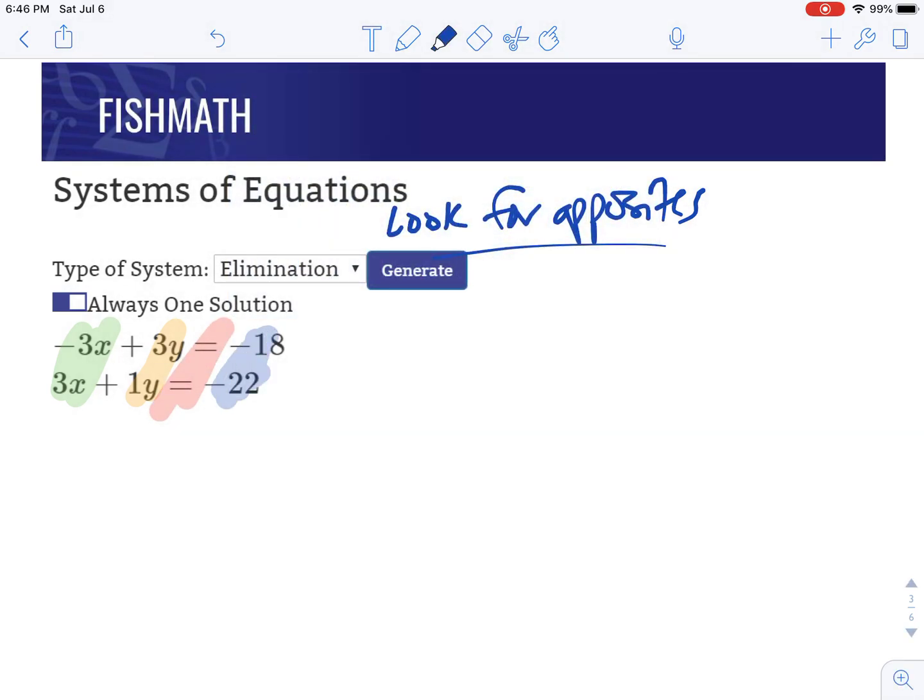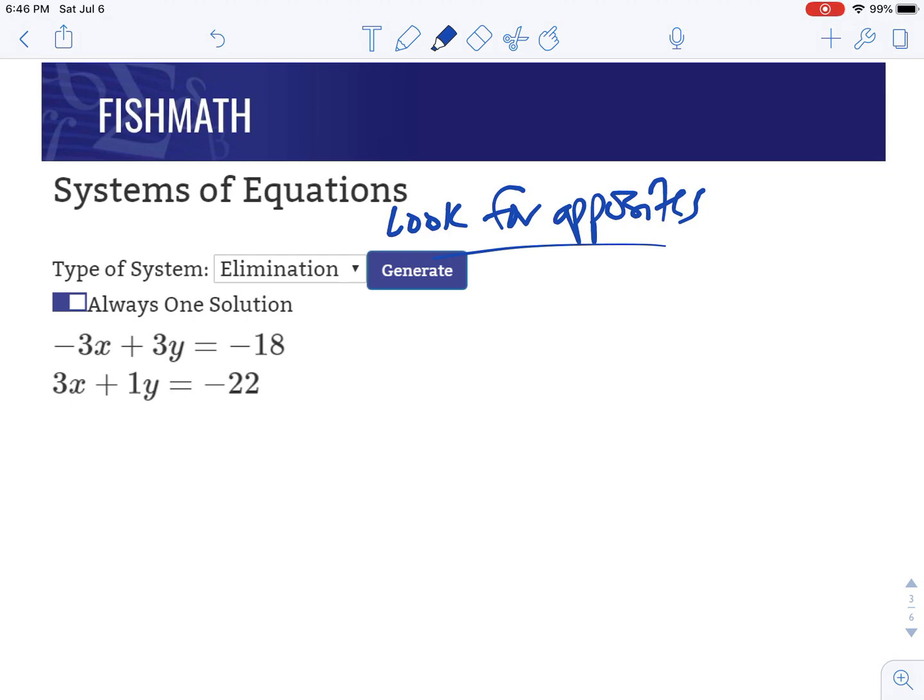And we kind of do. They're a little bit off, but they're all above each other in order. If anything was mixed around, you'd have to reorder it first to make it easier to work with. We're all lined up, so we're good to go. Now I want to look for opposites. Do we see opposite symbols, opposite numbers in front of our x's or in front of our y's? If we do, we can just add the equations and we can eliminate things immediately.